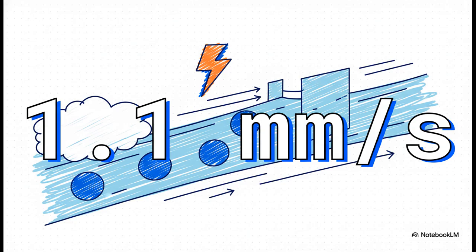Fast, like a race car, or slow? Well, the answer is going to blow your mind. Are you ready? It's about 1 millimeter per second. Yes, you heard that right. That is slower than a snail.